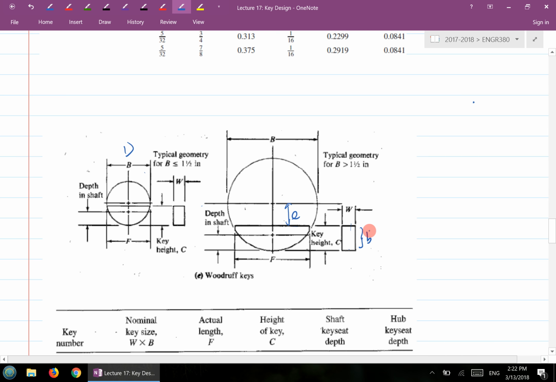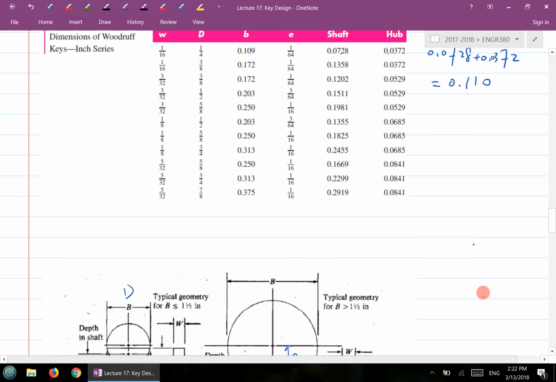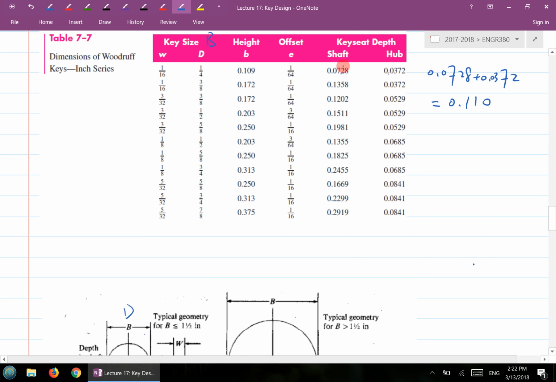So this is slightly less than what? Than the portion depth in the shaft plus the portion depth in the hub. Essentially you can imagine you want the Woodruff key to be able to fit into the shaft and the hub key seat easily, right? Because the key height is slightly less than the actual hub depth and key seat depth in the shaft. So that's slightly more than this B value here if you add it up.